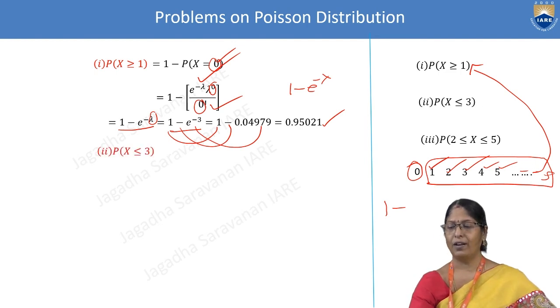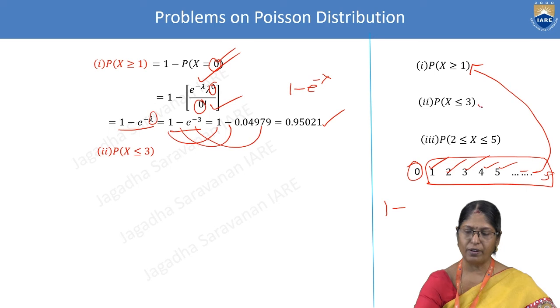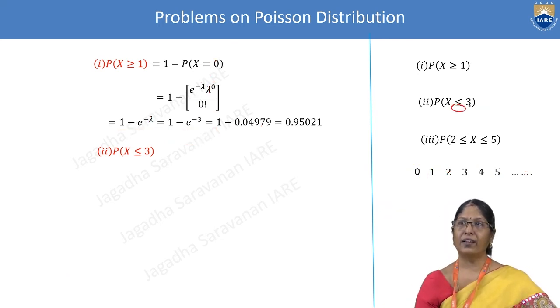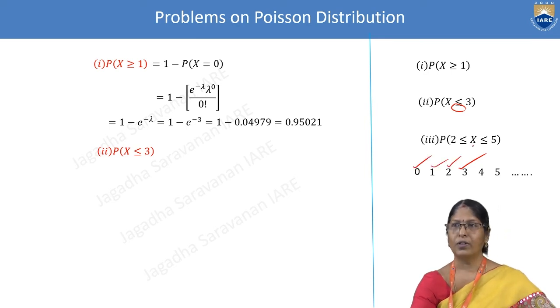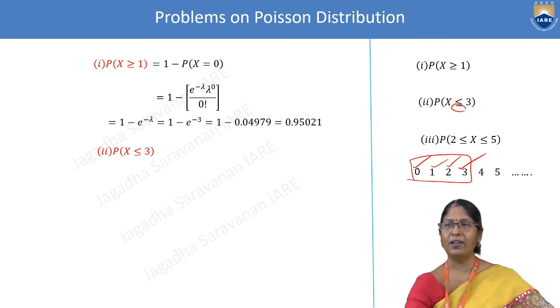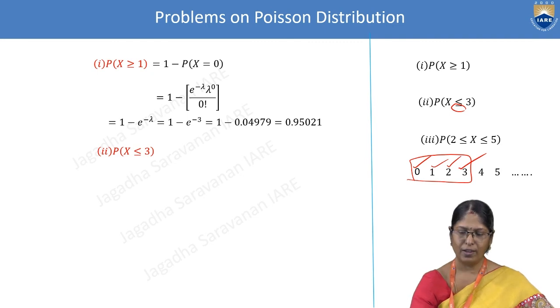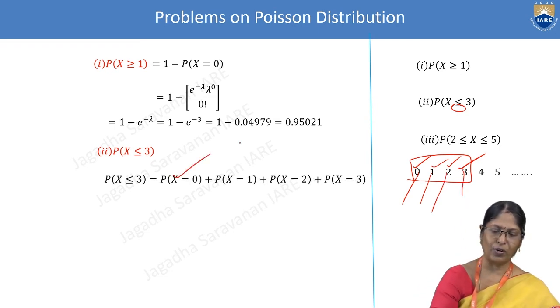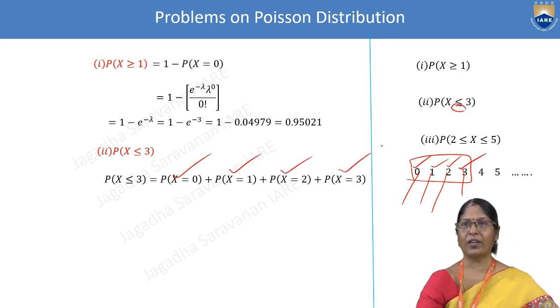The calculated value we got is 0.95021. Now, the second question we are going to target: probability of x less than or equal to 3. The equal sign is there, so 3 is included. Less than 3 gives 0, 1 and 2. This is our required data. 4 times we are going to apply the Poisson distribution formula, for x equal to 0, x equal to 1, x equal to 2, x equal to 3.